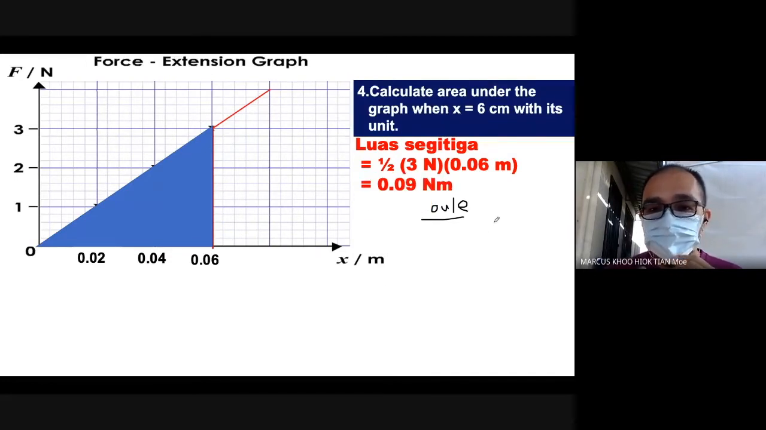The area under the graph, which is the luas segitiga here, bila kita kirakan, dia adalah Newton times meter. But Newton times meter actually is joule, which means that the area under the graph is actually the calculation for the energy. Okay, and what kind of energy is it? We are going to talk about it in a little while.